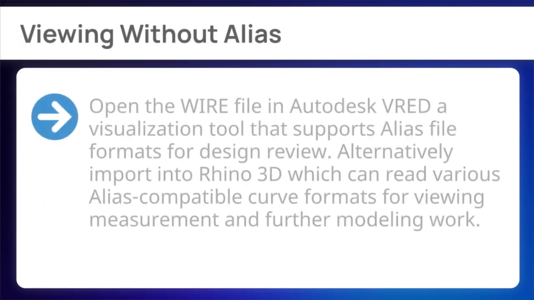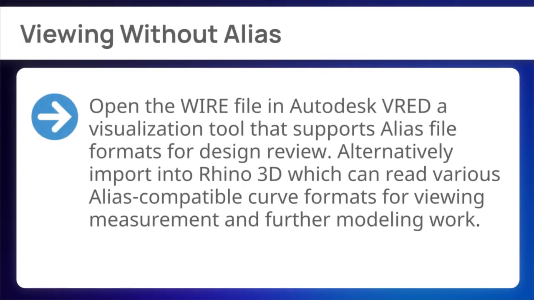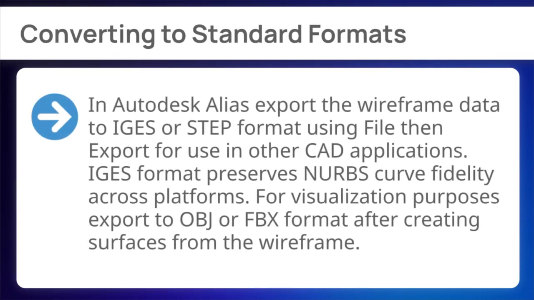Next, viewing without Alias. Open the wire file in Autodesk VRED, a visualization tool that supports Alias file formats for design review. Alternatively, import into Rhino 3D, which can read various Alias-compatible curve formats for viewing, measurement, and further modeling work. Finally, converting to standard formats.